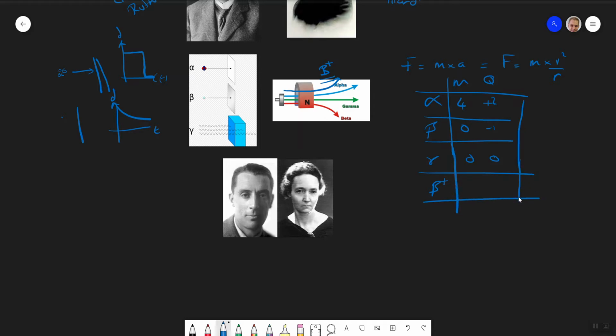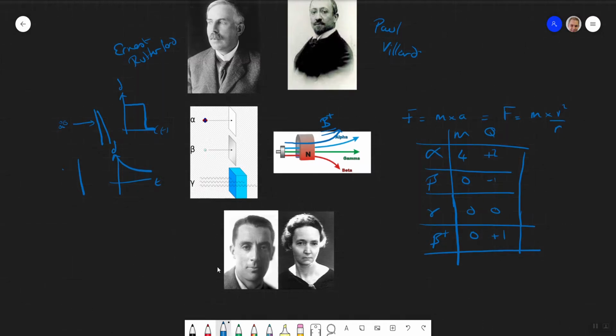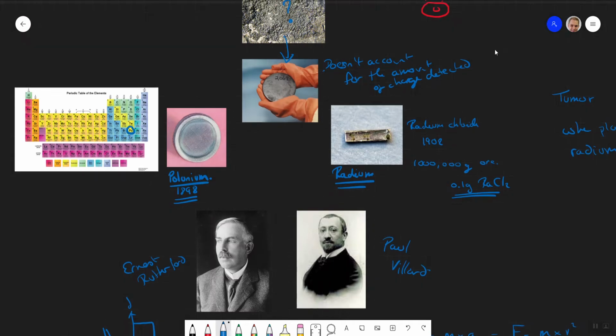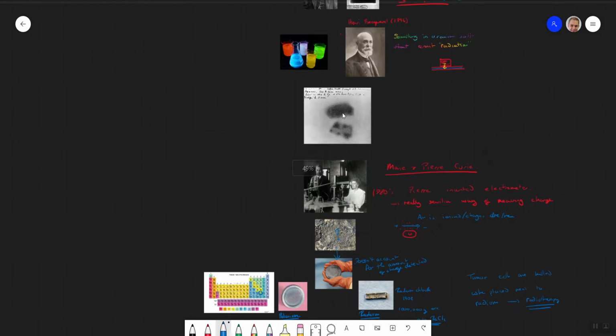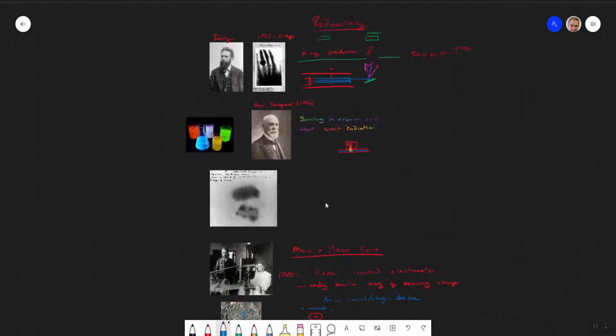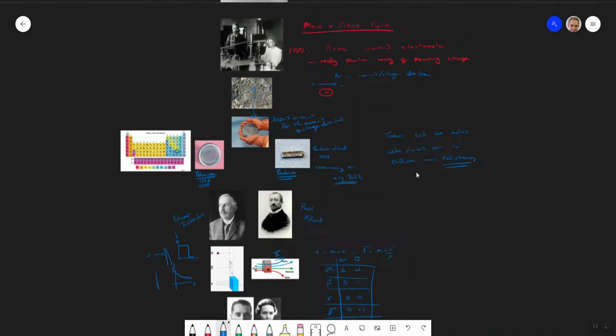Which is the other one you need to know about. Still got a mass of 0, got +1. They were the first people to isolate and identify the positron as being the opposite of a beta particle, and therefore discovered the concept of antimatter, which is kind of exciting. And so this is a bit of a history on radioactivity. We'll summarize the rules and various things, but what we'll do in the next video is have a bit of an insight into why radioactivity happens from the point of view of E = mc².